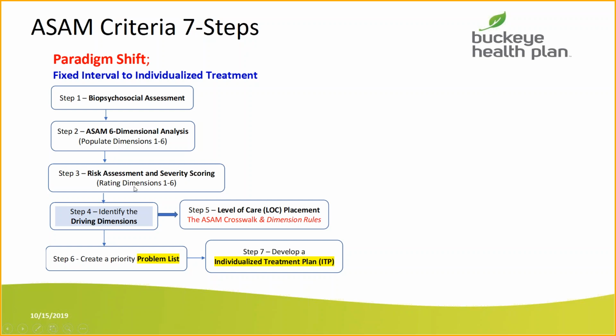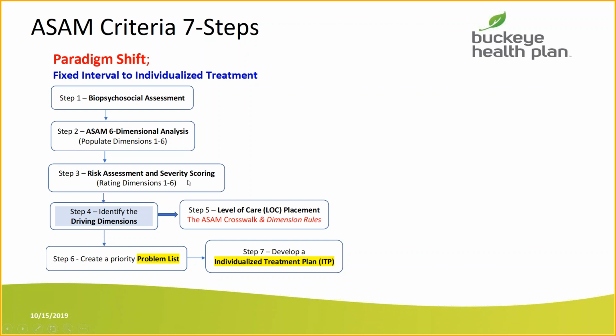And then step three, you look at each one of these 6 domains and you do a risk assessment and you score it. You do severity scorings that's rated from 0 to 4, with 0 meaning not much here at all, to 4 meaning this person is in imminent danger in this step right here. We need to intervene right now.